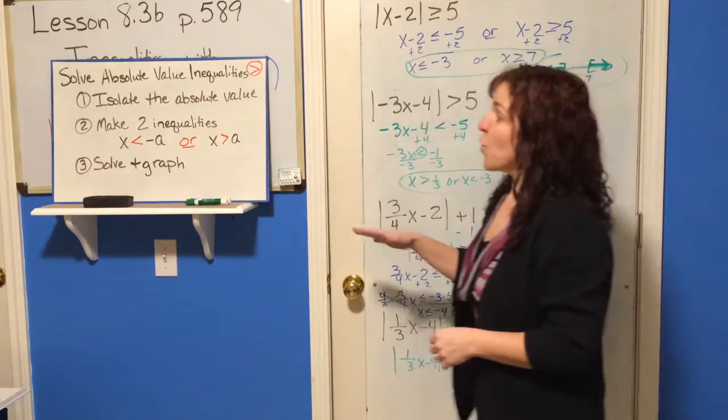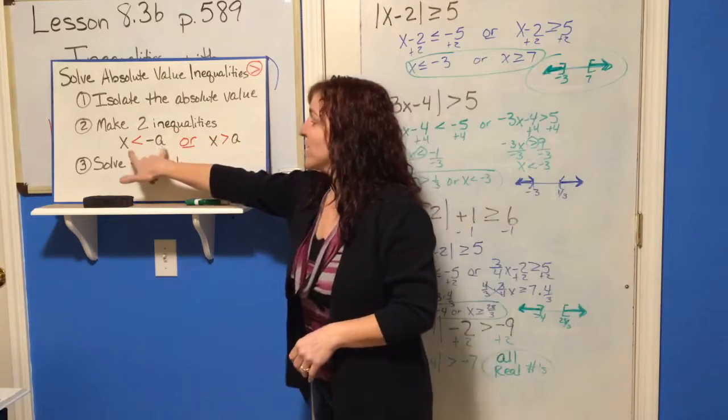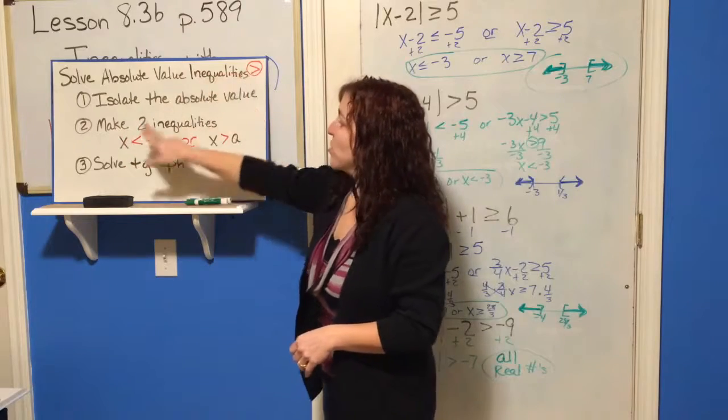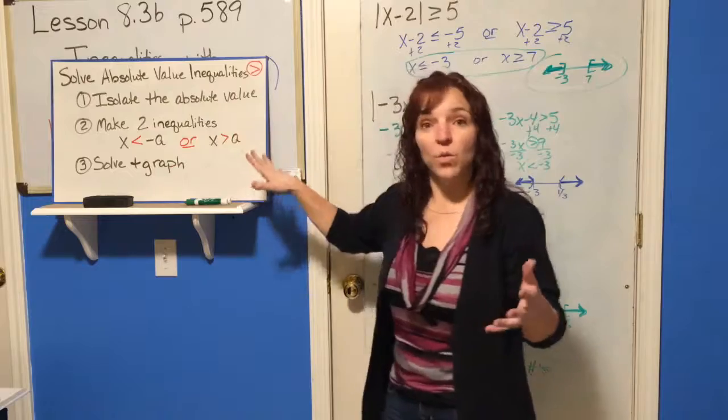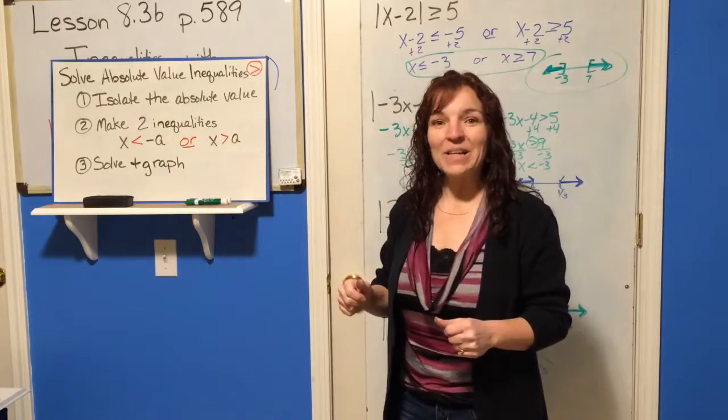All right, so don't forget when you make your two inequalities, you're going to switch it. Instead of greater than, you're going to have less than the negative, or you're going to have greater than whatever you already have. All right, you're doing great.